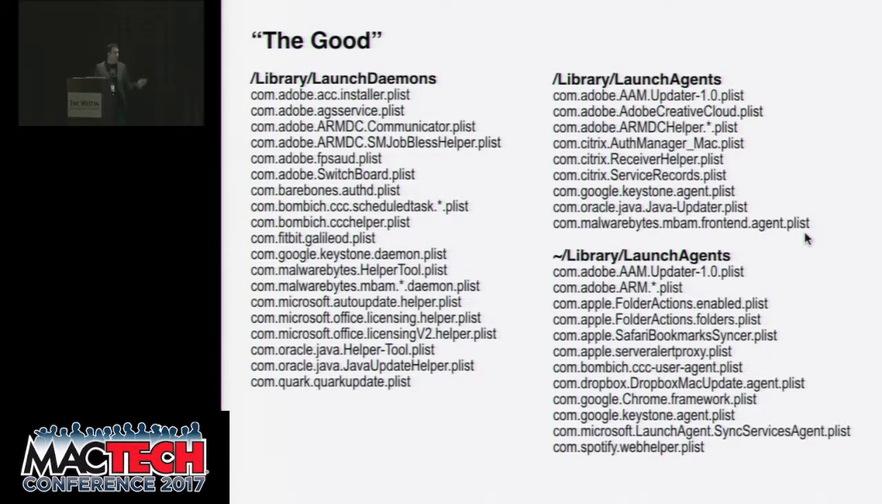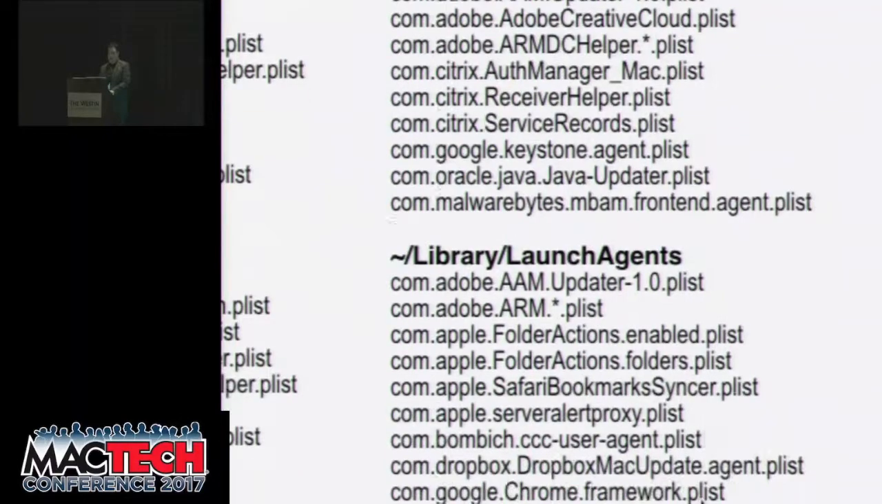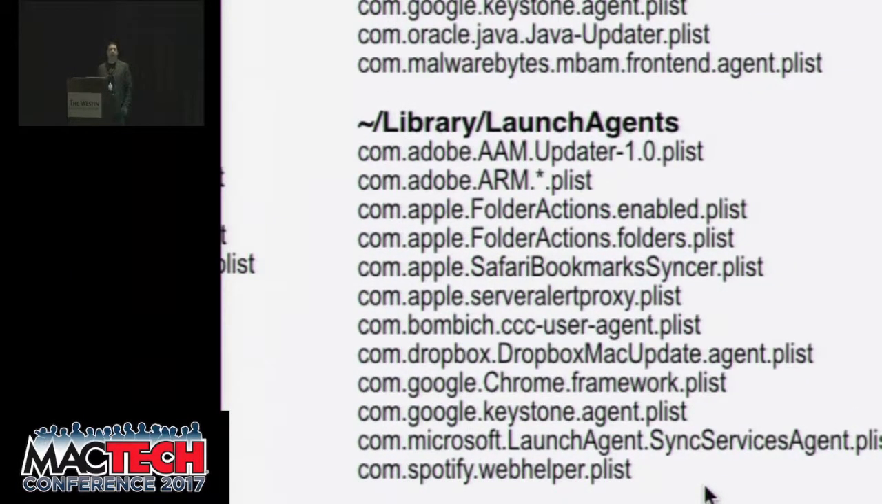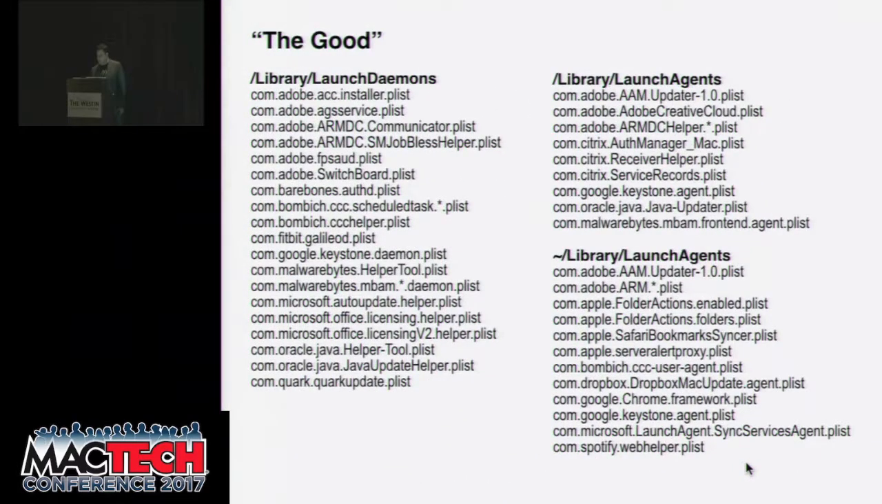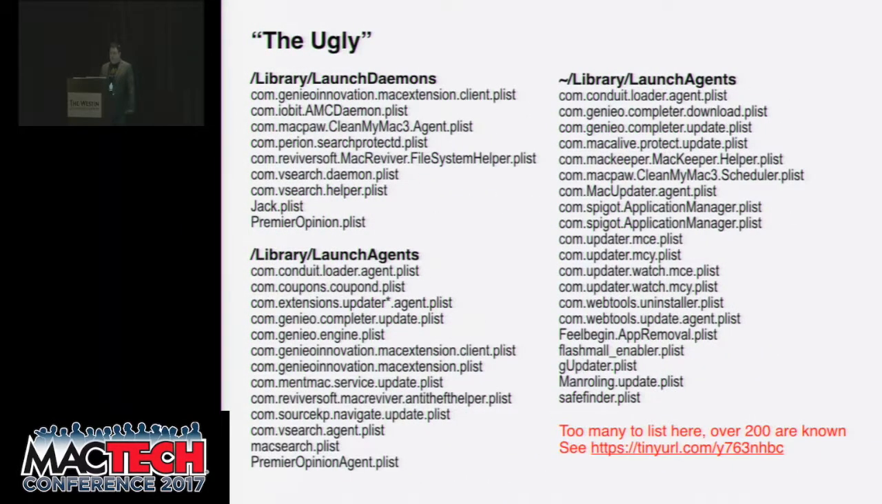Now, unfortunately, Apple doesn't always follow by their own rules, and I told you this is all third-party things, but if you notice over here under Launch Agents, there's some com.apple ones. So, I mean, 99% of them are third-party. But if you do something like turn on folder actions, it puts a launch agent plist in your home library launch folder.